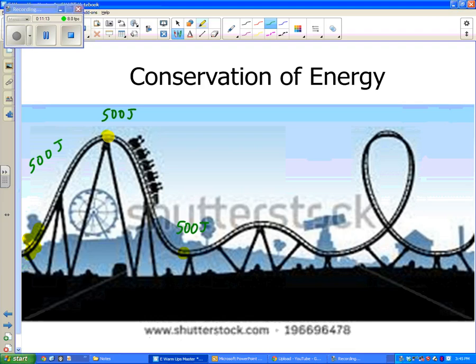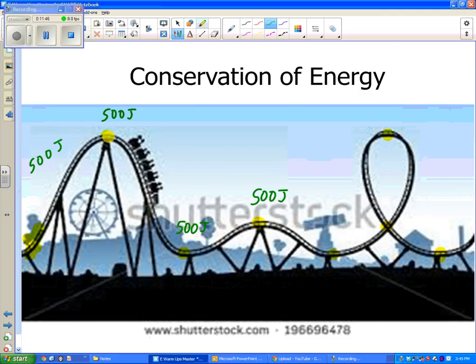And as it comes up, maybe at this point right here, it has a height. So it does have potential energy. It's moving. It has kinetic energy, so it has both potential and kinetic. But the total energy is 500 joules. And at any point along here, I can look at it here, or here, or here. Any point, it's always going to be 500 joules. But it changes from potential to kinetic to potential.